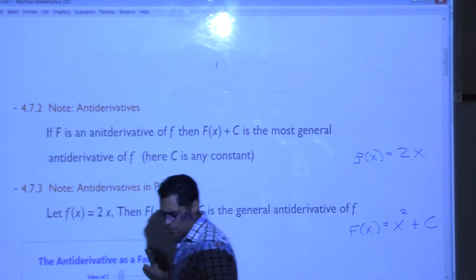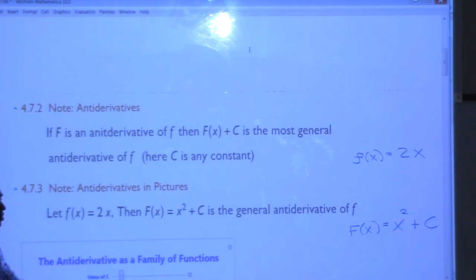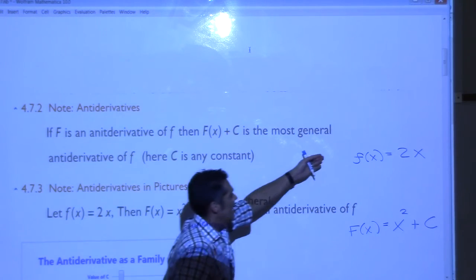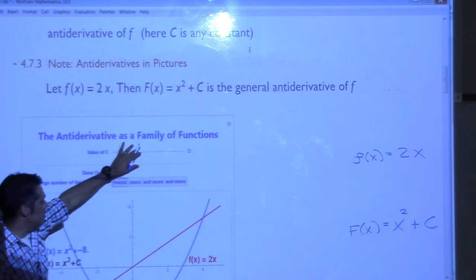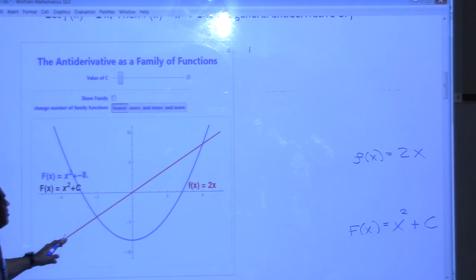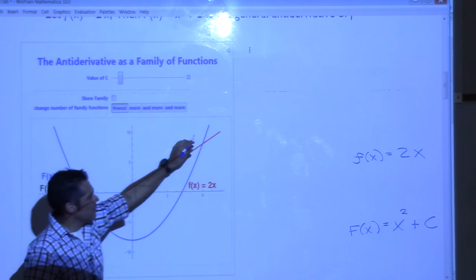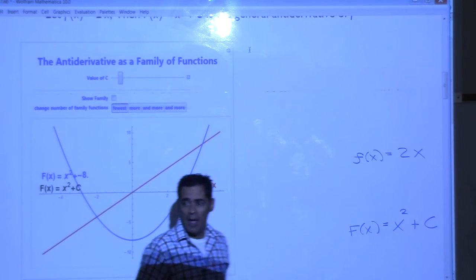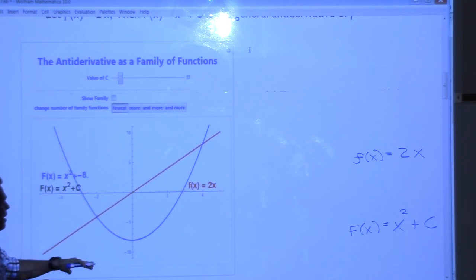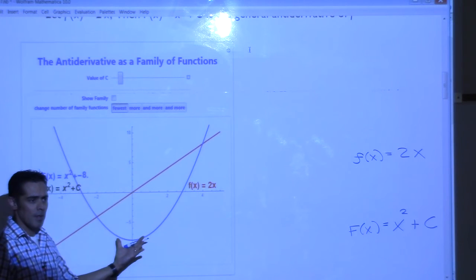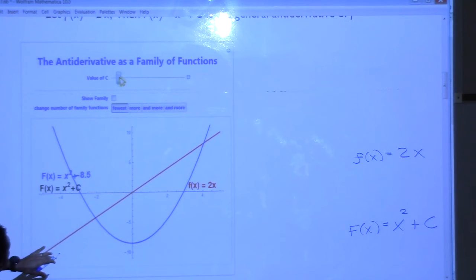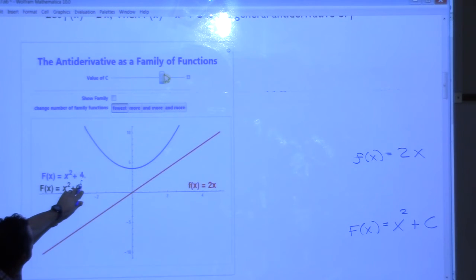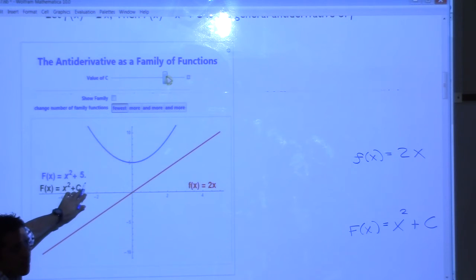So this little illustration shows the connection between the function and its antiderivative. So we want to look at the antiderivative as a family of functions. So what I have graphed here in red is 2 times x. It's a straight line, right? The parabola is x squared plus a constant. And we know that that constant can be anything. So what happens to a parabola if you add a constant to it? It's either going to move this thing up or down, right? So if we change the value of c, I'm changing the value of c here. All it does is moves all of those up and down.